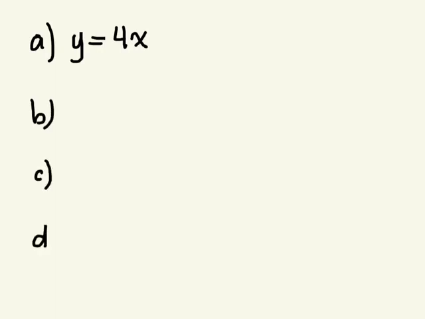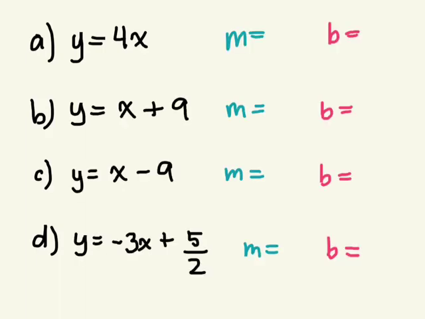Okay, so the first one... Did I write them too close to each other? Yeah. So it's y equals 4x. I'm going to write 4 equations, and I want you to tell me what the slope and the y-intercept for each equation is. So in the first example, y equals 4x. Well, we want to find the number that's in front of x, which is 4, and that's the slope.